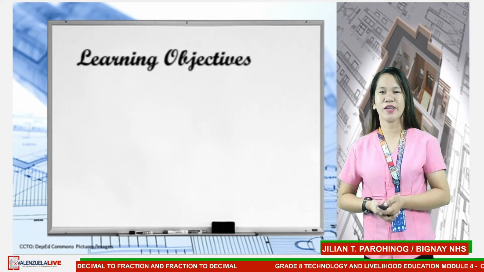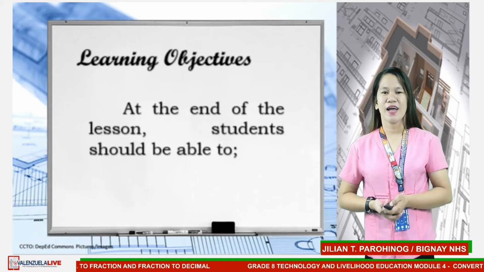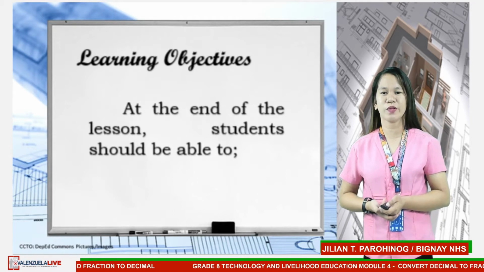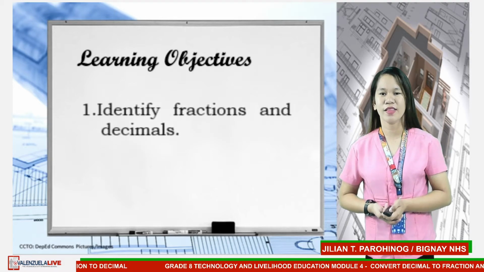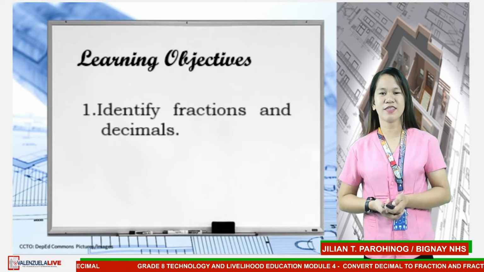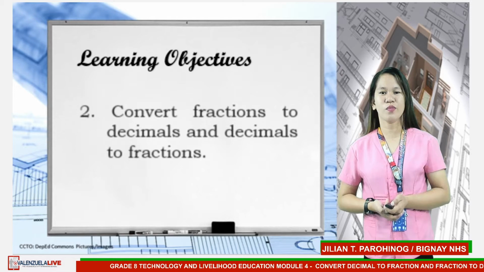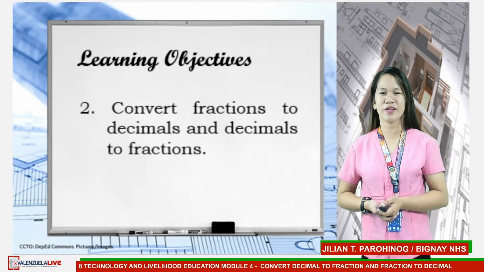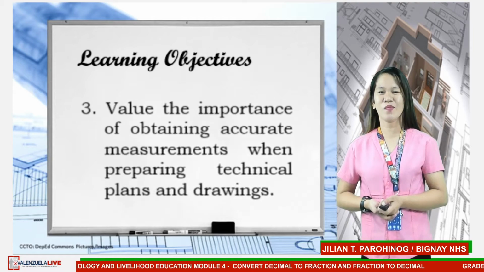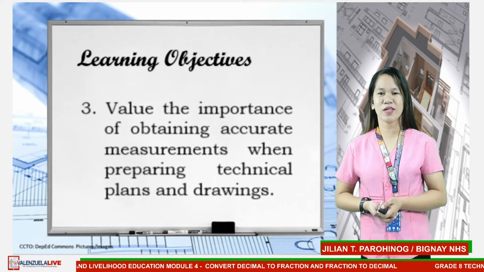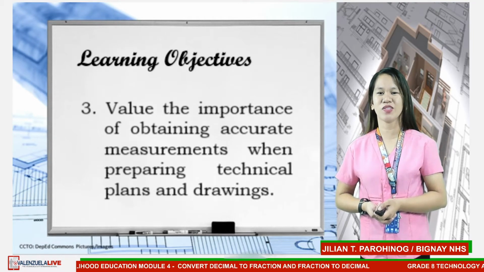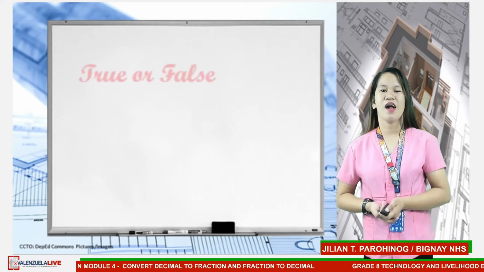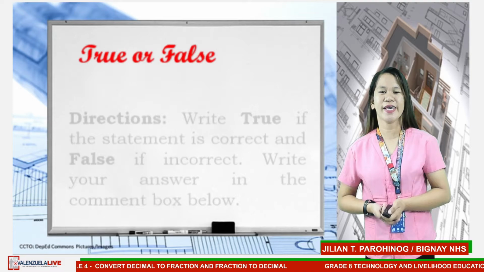With learning objectives, wherein at the end of the lesson, the learner should be able to: number 1, identify fractions and decimals. Number 2, convert fractions to decimals and decimals to fractions. And number 3, value the importance of obtaining accurate measurement when preparing technical plans and drawings. Are you, class, ready to begin?